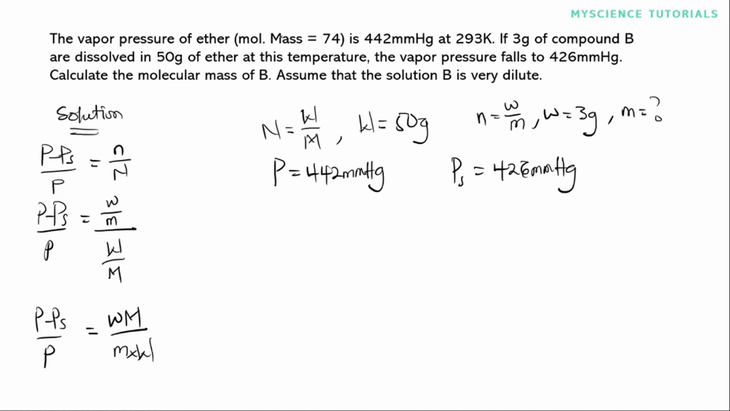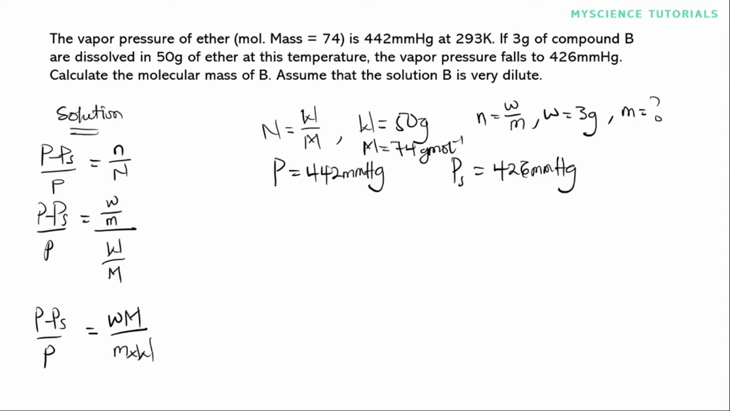The molar mass, small m, we don't know. But we have the capital M given to us, that is the molar mass of the pure ether, which is 74. So capital M is 74 gram per mole. From here we can easily substitute all we have into the formula, and we get our answer.